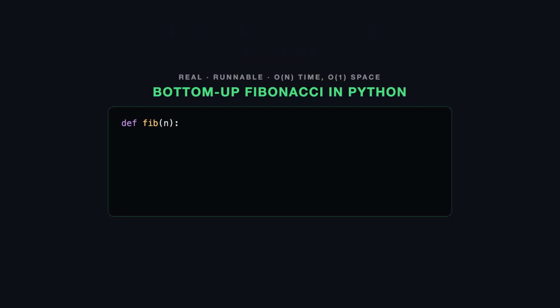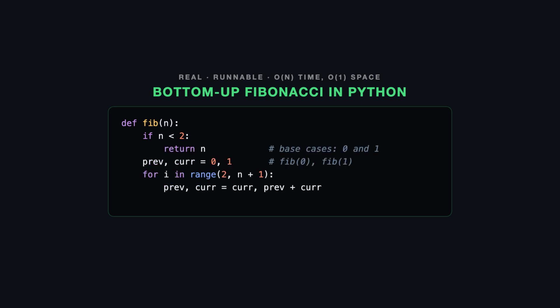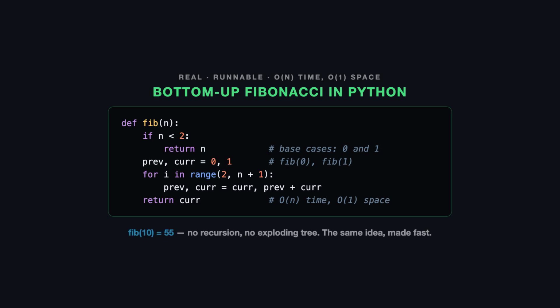Here is bottom-up Fibonacci in real, runnable Python. It is shorter than you would guess. If n is less than 2, return n. Those are the base cases. Otherwise, keep two variables, previous and cur, starting at fib of 0 and fib of 1. Loop from 2 up to n. Each step, slide the window forward, the new pair is cur, and previous plus cur. When the loop ends, cur holds fib of n. No recursion. No exploding tree. O of n time, O of 1 space. The same fib that hung your machine now returns instantly.